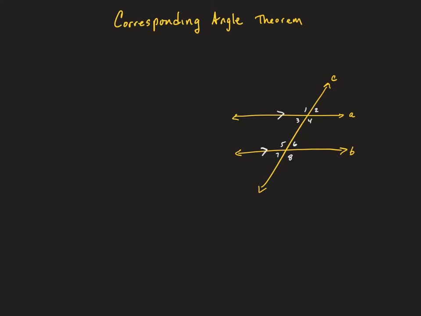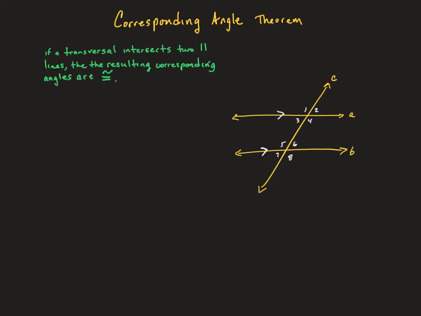Angle 1 is right here, looking at this intersection. Angle 5 is right here. So 1 and 5 are corresponding. 7 and 3 are corresponding. Angle 2 and angle 6 are corresponding, and angle 4 and angle 7 are corresponding. So if a transversal intersects two parallel lines, the resulting corresponding angles are congruent. So again, we have two parallel lines cut by a transversal, and according to the theorem, my corresponding angles are congruent.